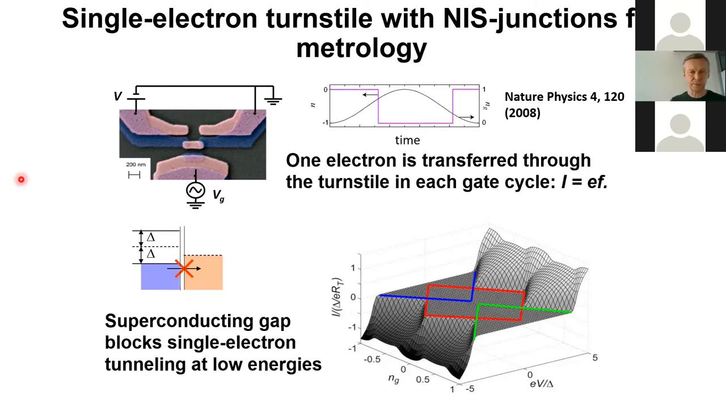in static conditions. But then you can put an alternating gate voltage here, and if the gate voltage is changing in time, then you go from one stability diamond to another, and the charge is transported through this device. One by one, an electron goes in one half of the cycle through the right junction to the lead, and in the second half, it comes from the left lead to the island. And this way, you can produce a current which is equal to E times F, the electron charge times the frequency of your operation.